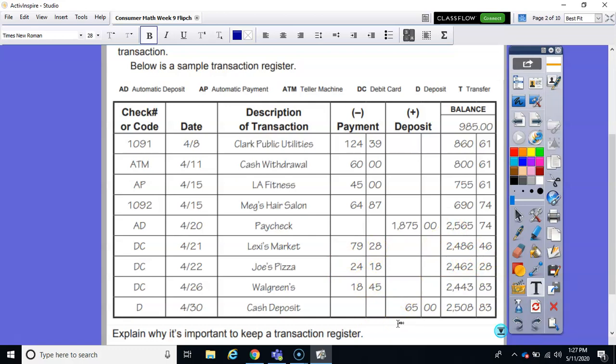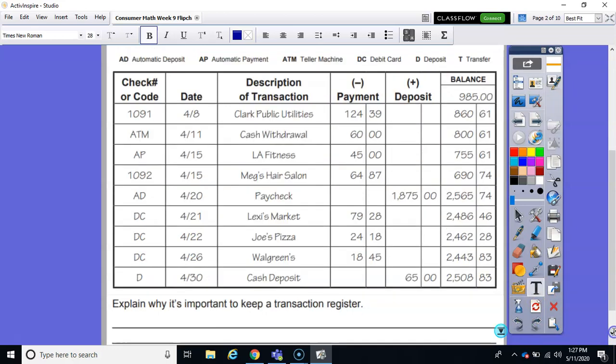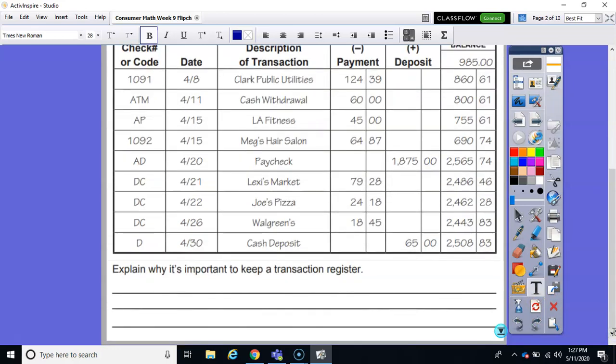So what I recommend is holding onto your receipts for whenever you're using your debit card. At the end of each day, enter those into your transaction register to keep your account up to date so that you know how much is in your account at all times, and you never have to guess or hope that the money's there, because we do not want you to overdraw your accounts and end up paying extra money in fees. So it says, explain why it is important to keep a transaction register.